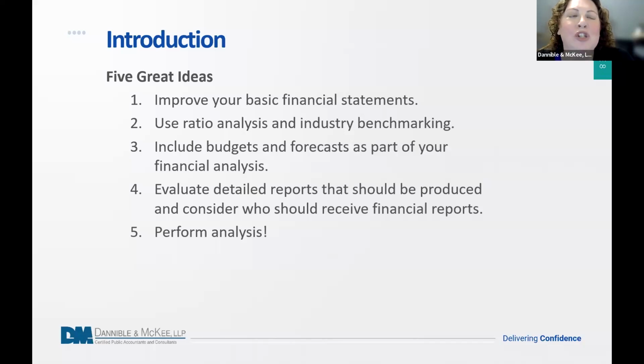We spend so much time as a firm budgeting and forecasting, and then all of a sudden, January 1st, we stop looking at those budget forecasts because they're not part of our monthly routine. So really utilizing those budgets and forecasts as part of your monthly analysis.